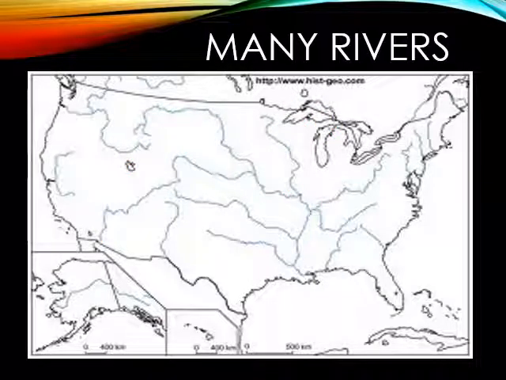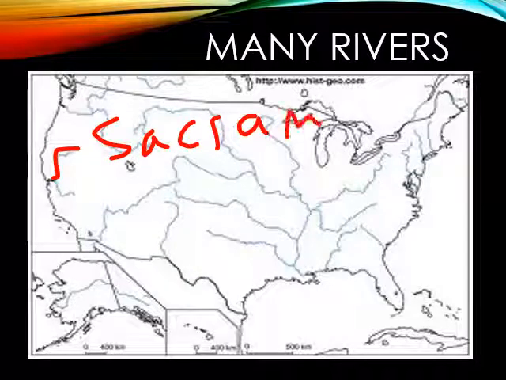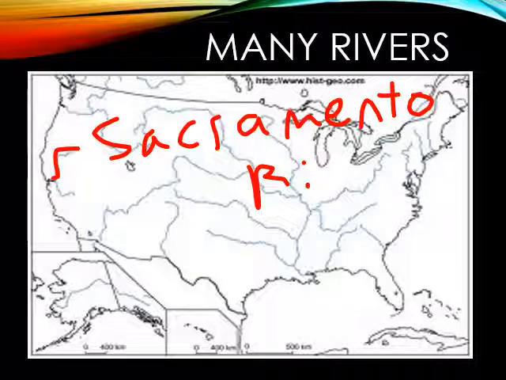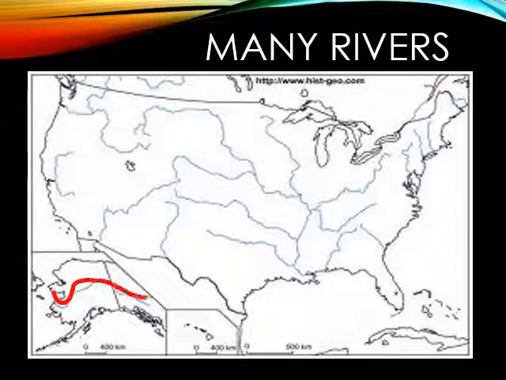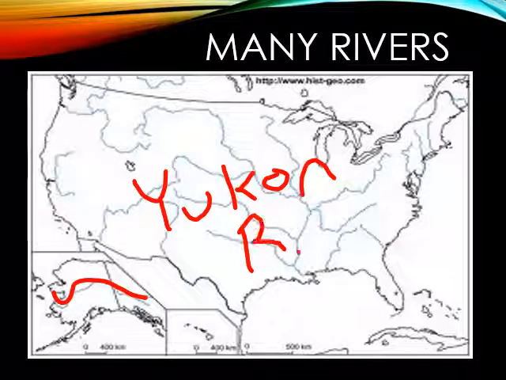And after the Colorado River, we'll look at this very small river out in California, the one that goes up instead of the one that goes down, and that is called the Sacramento River. And last but not least, we're looking at the one in Alaska, and the one in Alaska is called the Yukon River. So make sure all 10 of those rivers are labeled on your map.